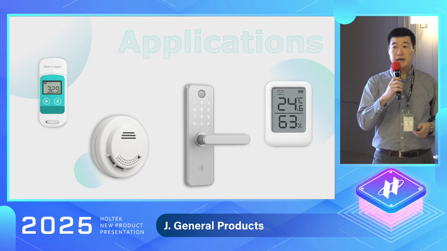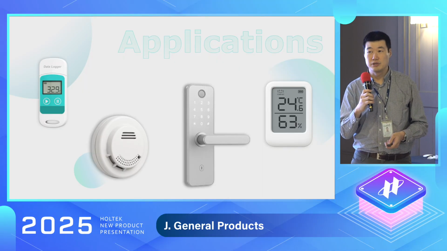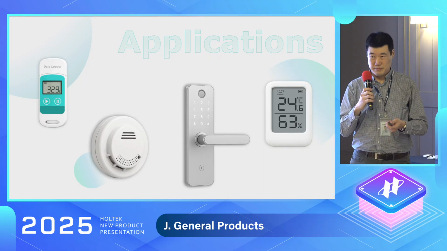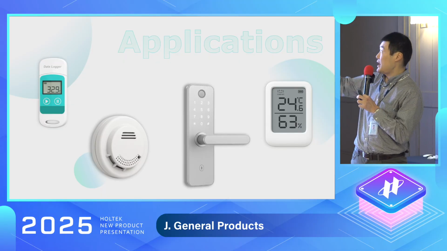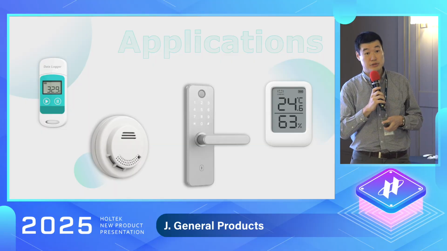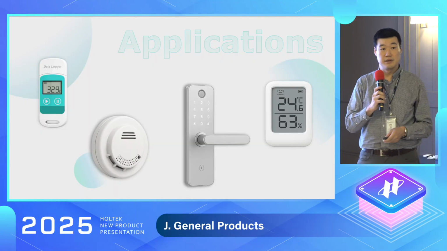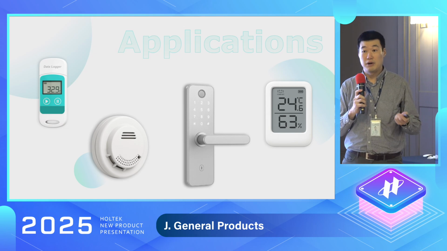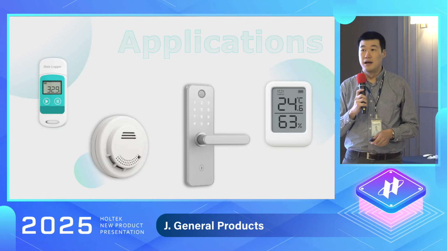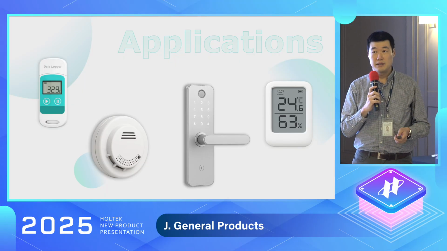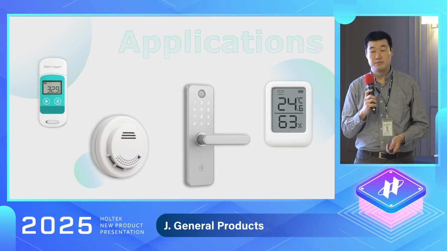Let's talk about the application. You can see it's all about the battery-driven application. Like a smoke detector. Usually the smoke detector is installed very high, like this one. So you don't want to change the battery too often. So some of our customers request 10 years battery lifetime. So our ultra-low power MCU can fit the requirement. And an electronic door locker, you don't want to be locked out because of running out of the battery. So you need ultra-low power MCU.